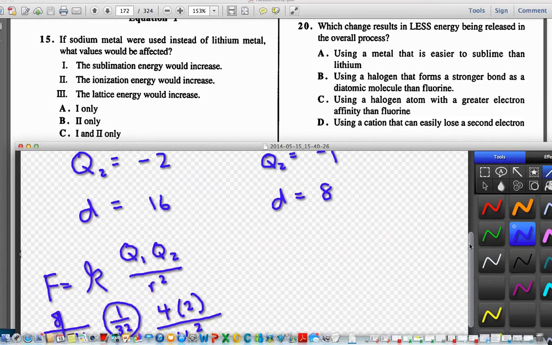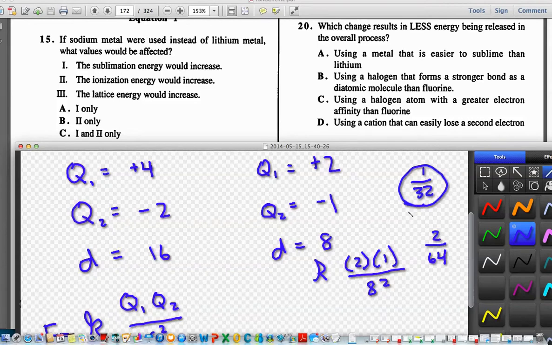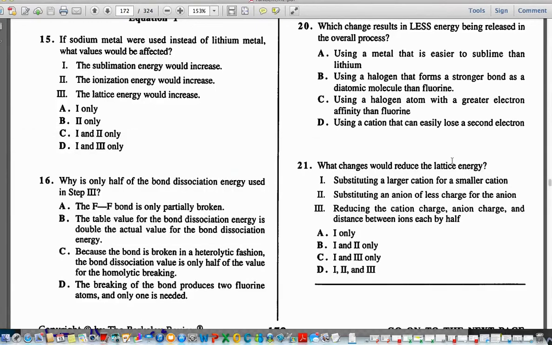Let's do the same thing over here. We got K times 2 times 1 over 8 squared. That's 2 over 64, which reduces to 1 over 32. They're exactly the same. So that doesn't result in a lattice energy that's reduced. So the best answer should be B. And I think plugging in numbers is the best way of handling that.